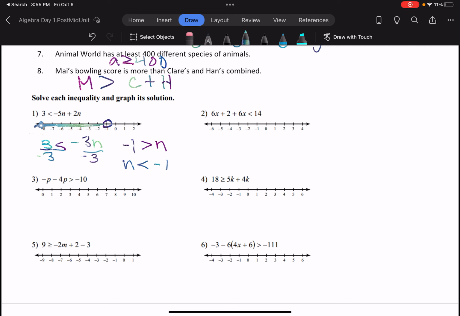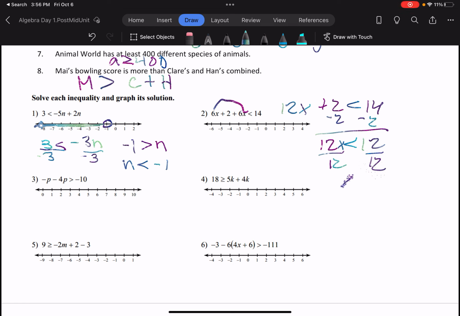Okay? For number 2, again, I'm going to combine like terms, so 12x plus 2 is less than 14. Subtract 2 from both sides. Now notice I'm not dividing, I'm subtracting, so I'm not flipping any signs yet. So 12x is less than 12. Divide both sides by 12, and x is less than 1. So here we would draw 1, open circle because it's not equal to, it's not included.